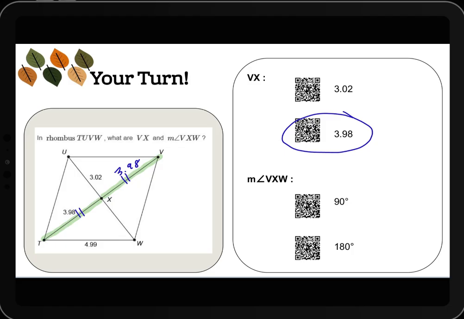For the measure of angle VXW, we are now looking at the angle value really at the center here, which I'll highlight in blue. The diagonals are perpendicular. That means that they're 90 degrees. So we should say 90 degrees. The diagonals are perpendicular. So the diagonals bisect and the diagonals are perpendicular, and that is how we know those are the answers to that question.